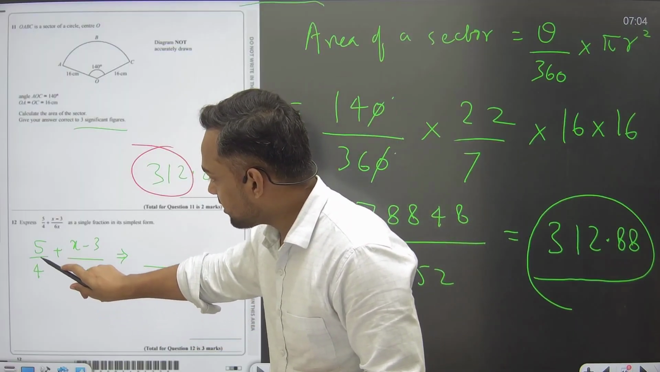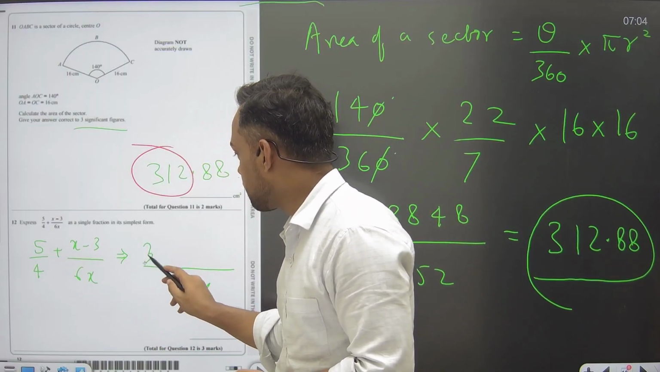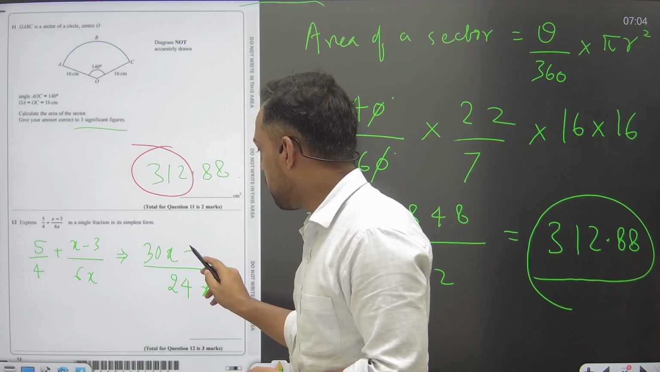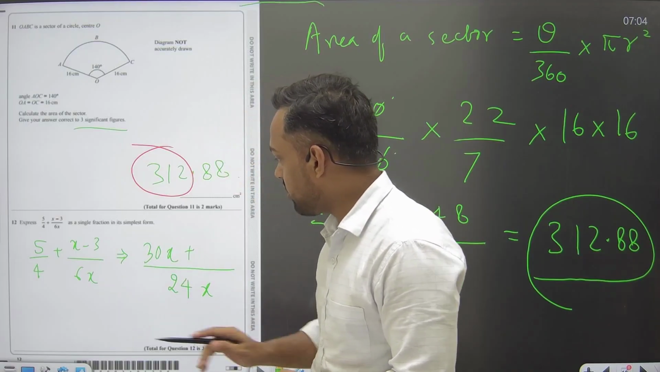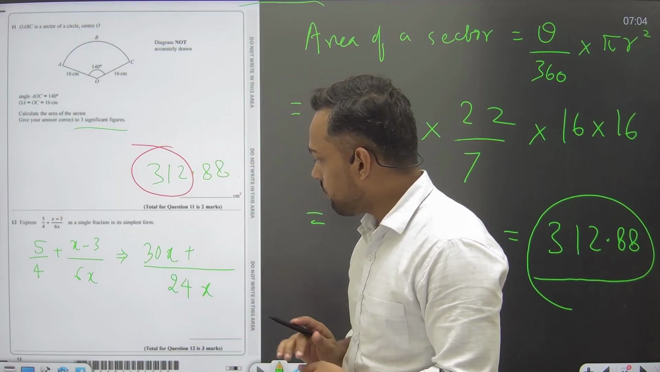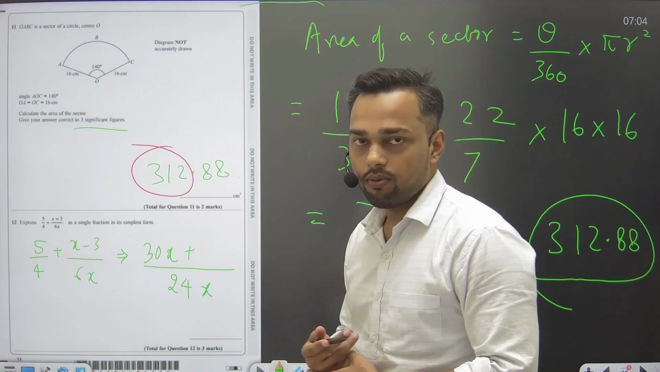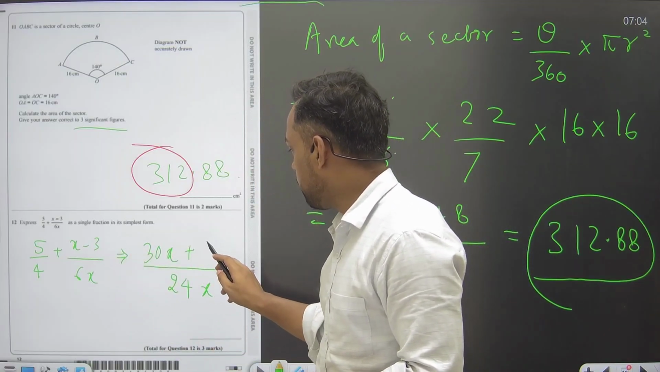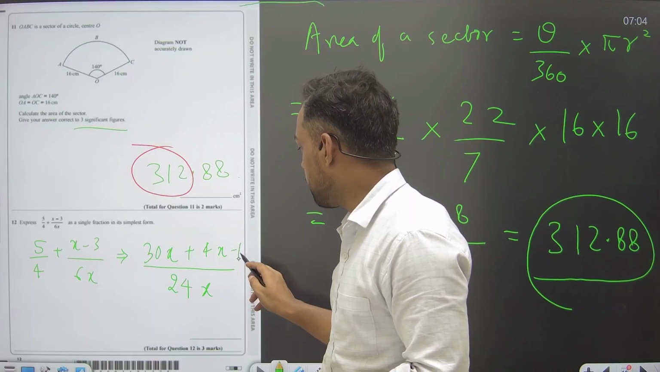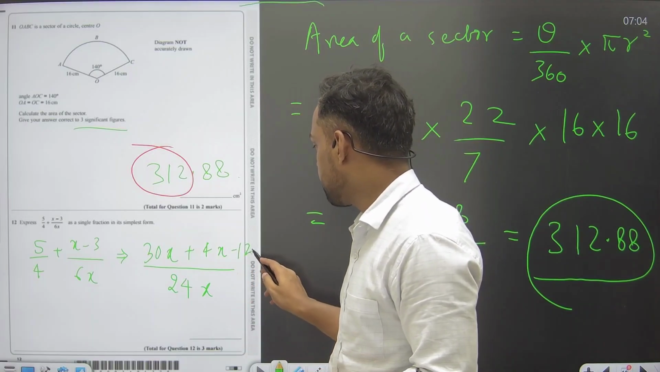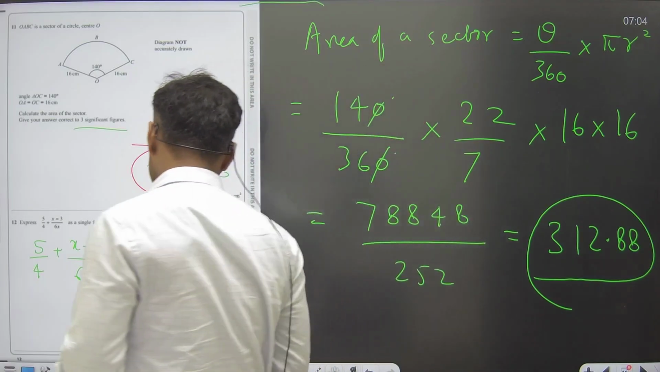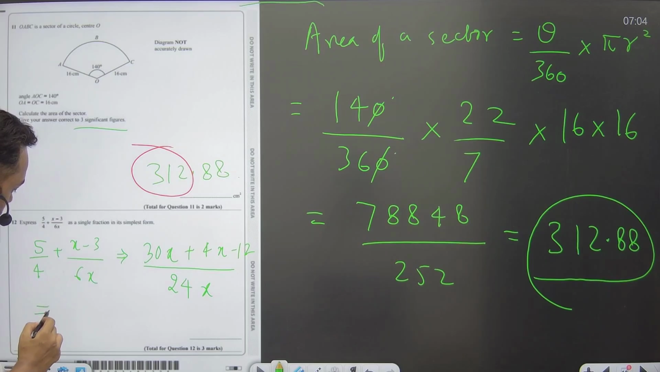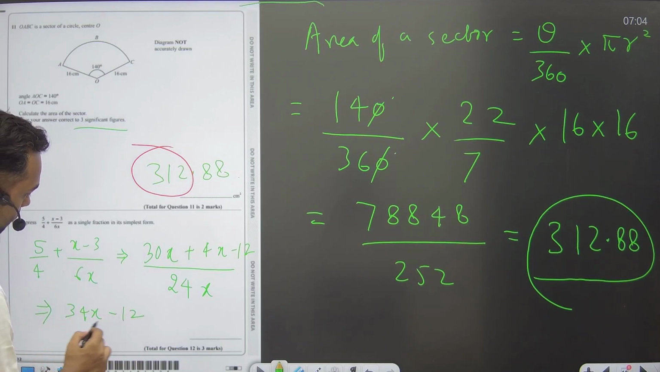So 6x cross 5 will be 30x, plus the same 6x written here. We need to get 24x. What we need to multiply will be multiplying it with 4. So 4 cross (x minus 3) will be 4x minus 12. Okay. After solving it further, you will get (34x minus 12) upon 24x.